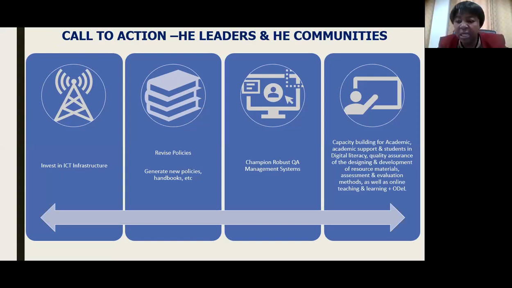Without what we were told by Valley View University, we cannot move on. Nothing can move. The university management and leaders should see the need for this, especially after everybody was caught pens down by the COVID-19 pandemic. Who knows, is it the first and last time, or do we need to just be ever prepared? Generate new policies, handbooks, evaluations for both staff and students, champion robust quality management systems. That is very important. And we also do the capacity building like you see there.